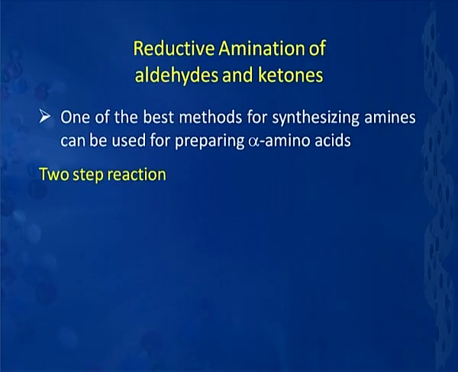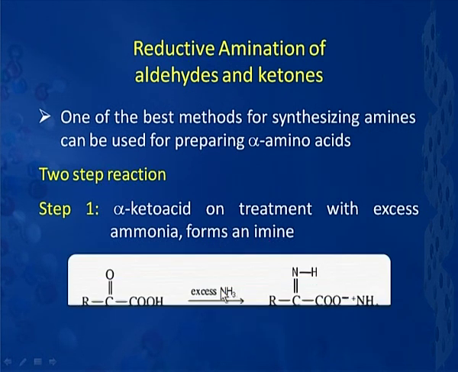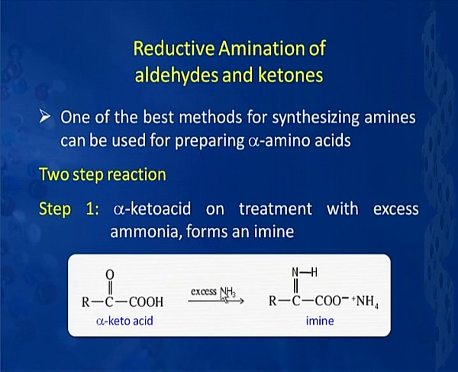Okay. Now, reductive amination of aldehydes and ketones, as the name suggests. This is actually one of the best methods of synthesizing amines in principle, but that actually is made use of in synthesizing alpha amino acids. And the method is as follows. It is a two-step reaction, wherein in the first step we take an alpha keto acid and treat it with excess of ammonia. So, with this reaction what we get is an imine.